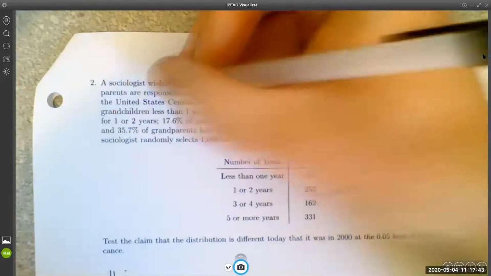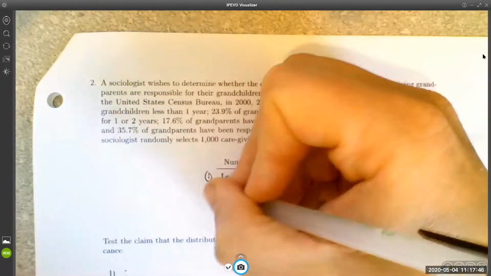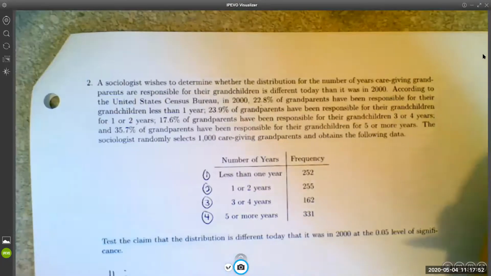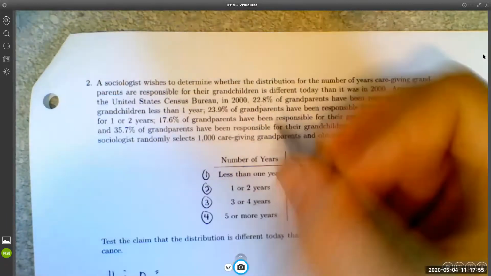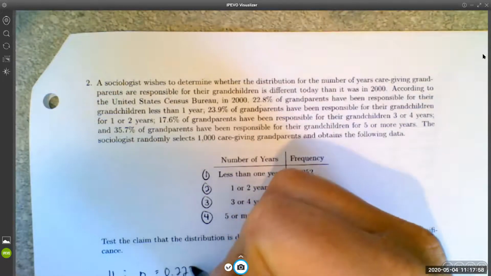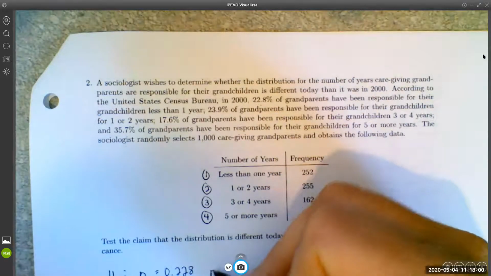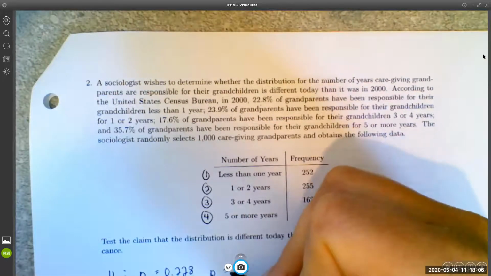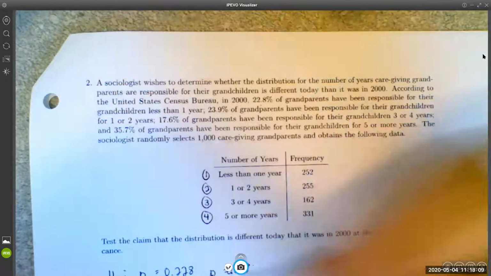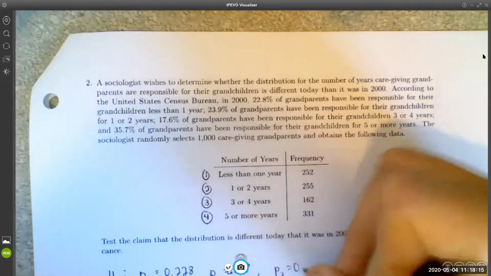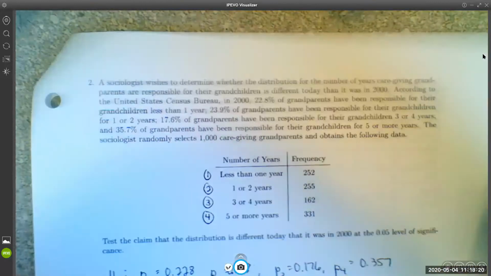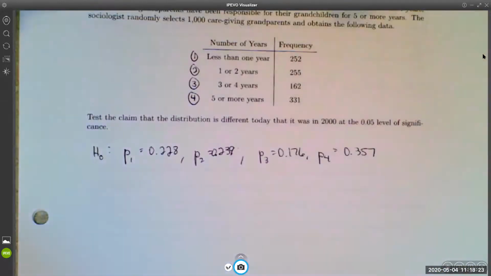So if I call less than 1 year group 1, 1 or 2 years group 2, 3 or 4 years group 3, and 5 or more years group 4, then the null hypothesis is that P1 is still 22.8%, just like it was in the year 2000. P2 is still 23.9%, just like it was in the year 2000. P3 is still 17.6%, and P4 is still 35.7%, right? That's the null hypothesis, is that those proportions have not changed.